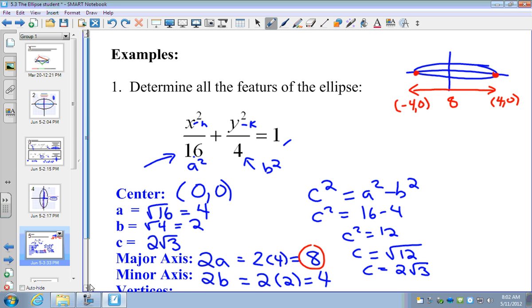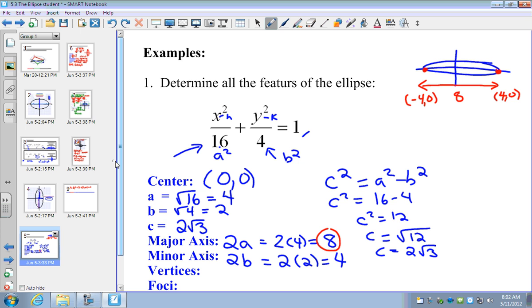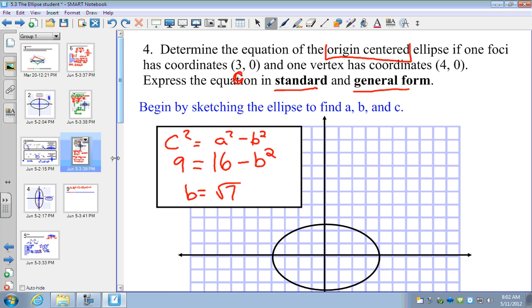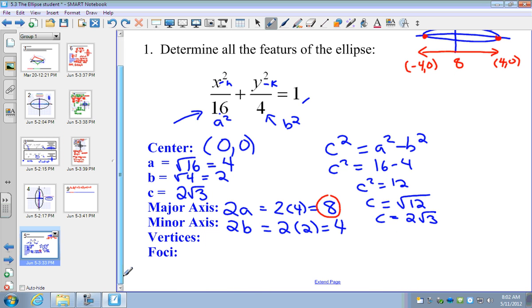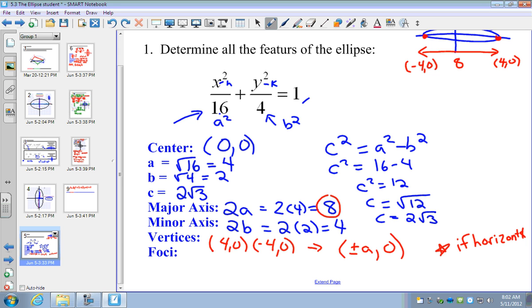Okay, my vertices in this case are going to be 4 and 0 and negative 4 and 0. What we did to get that is we said it was plus or minus a, and 0. So we just took that length a. And this is only if horizontal. That's the general rule.